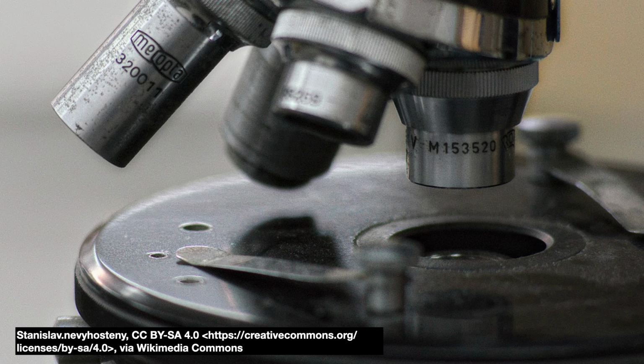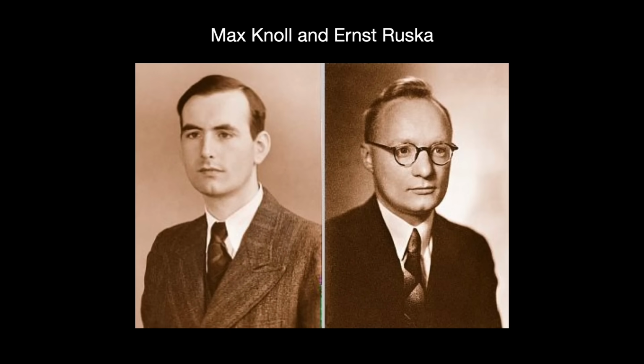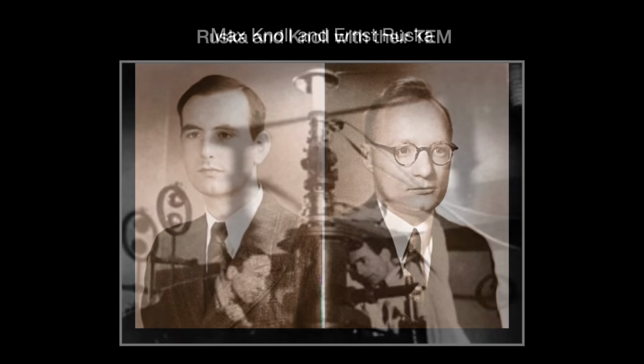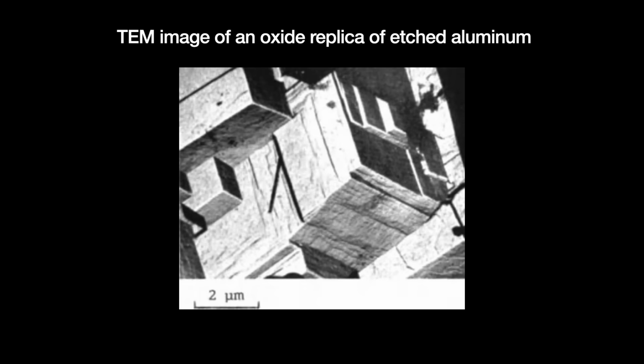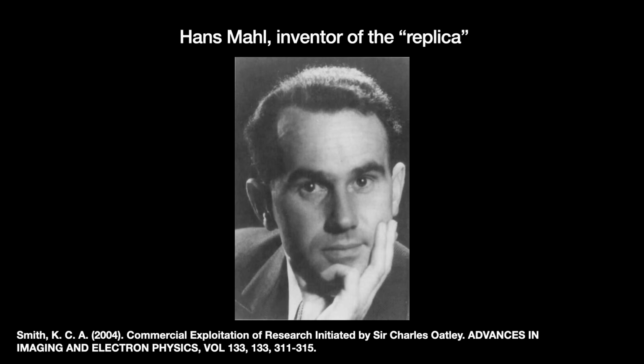Inspired by Busch's discovery, a team of 2 men in Berlin set out to build such a machine. In 1931, Max Knoll and Ernst Ruska built the first conventional transmission electron microscope. The word transmission is in the name because the machine sends a beam of electrons through an ultra-thin slice of the specimen. After that, we focus the beam and turn it into an image.